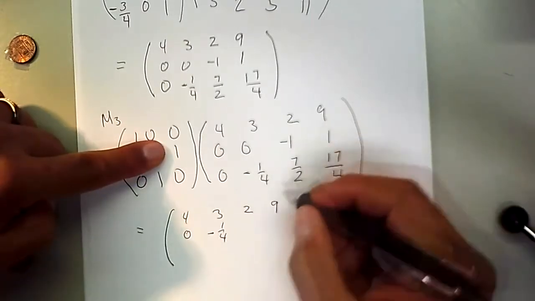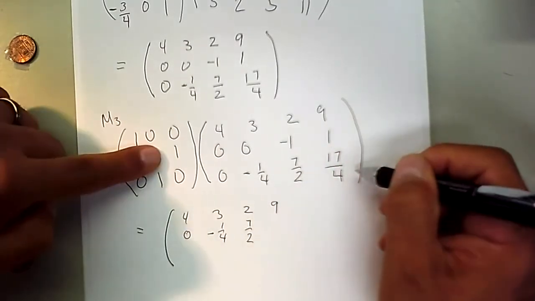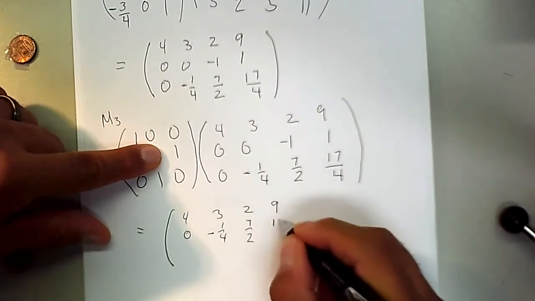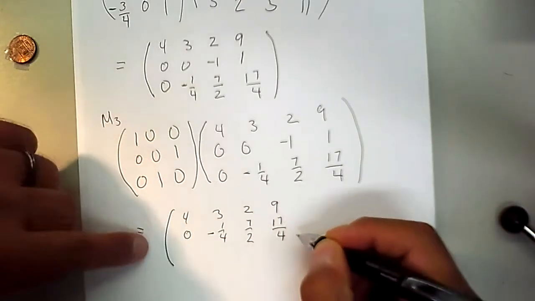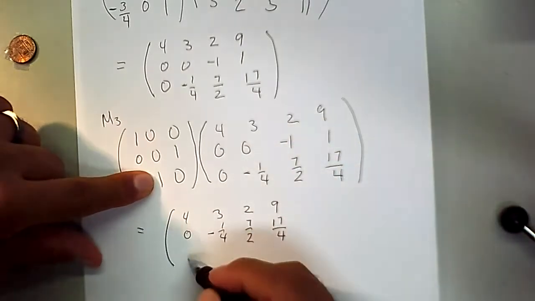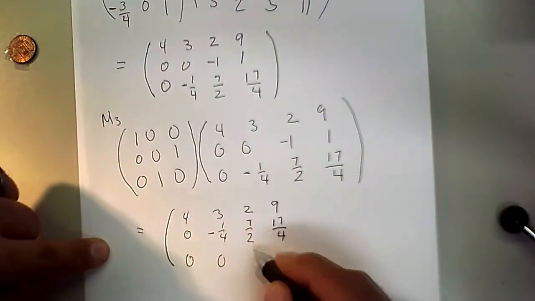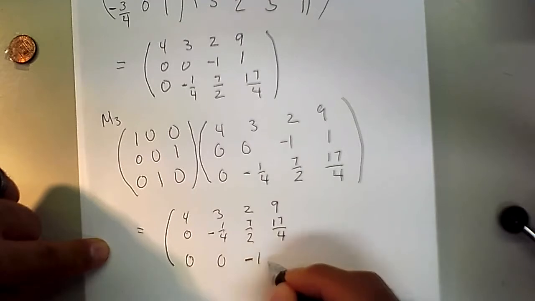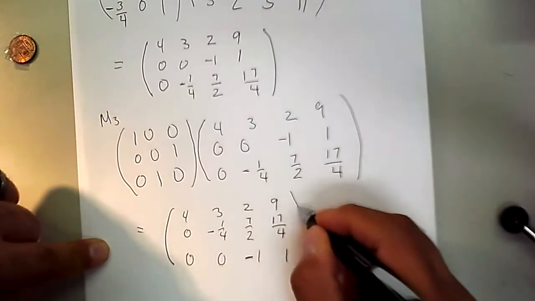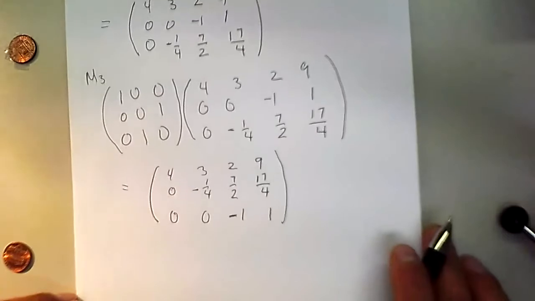positive 7 halves, positive 17 fourths. And then we're going to get 0, 0, -1, 1. Okay, but there's a lot more to this we have to discuss.